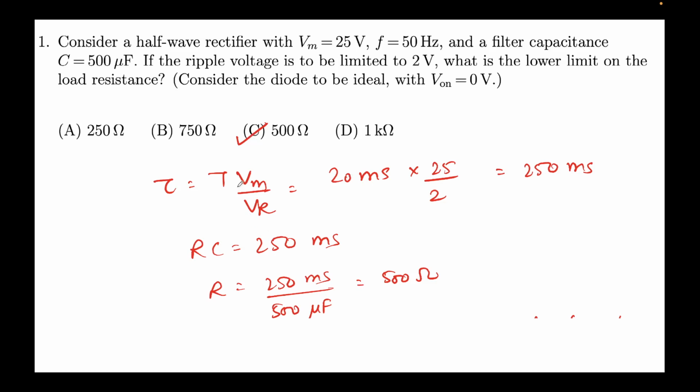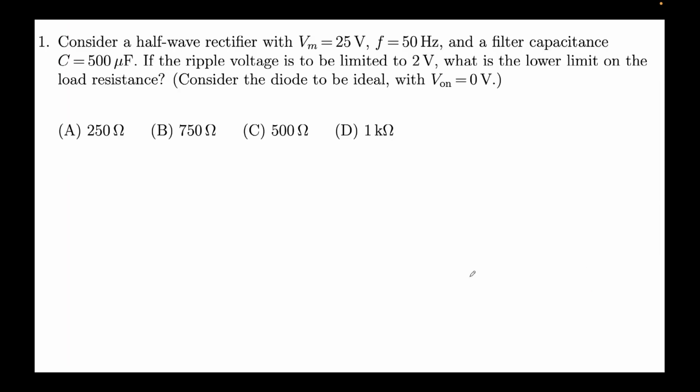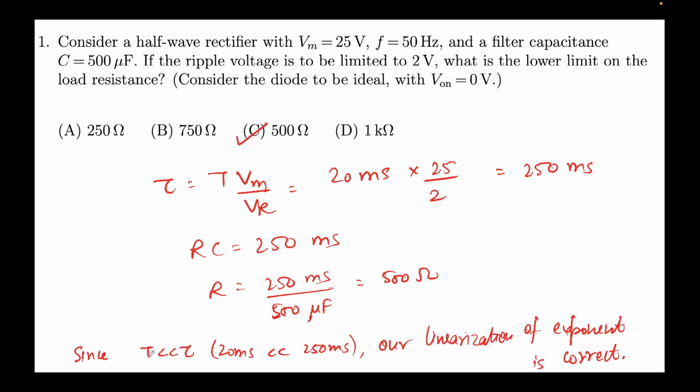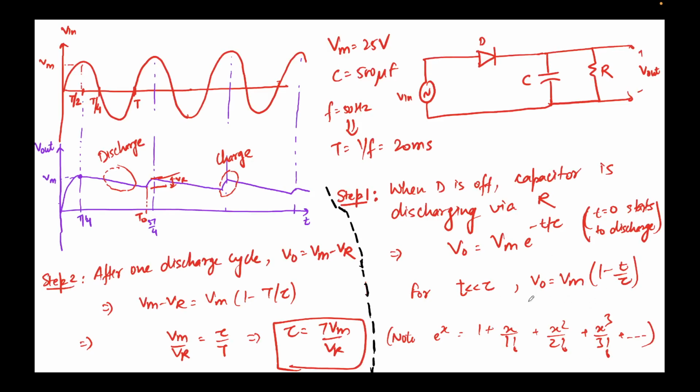Now remember that we had assumed this only for when time is less than tau, only then we can linearize it. So let's check whether the time constant that we have obtained is indeed much greater than the time period of the sinusoidal wave. You can see that T is 20 milliseconds, the time period was 20 milliseconds and the time constant was 250 milliseconds. So T is indeed less than tau, and hence the linearization of the exponent is a correct assumption, which was the basis for solving this circuit. So that's how we did it.